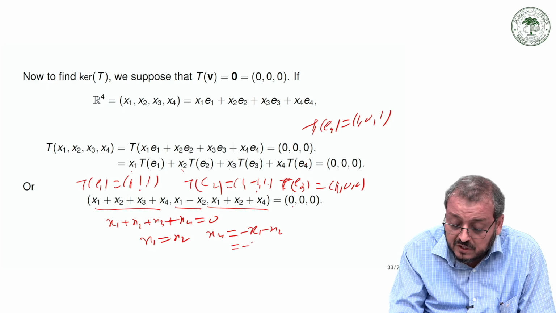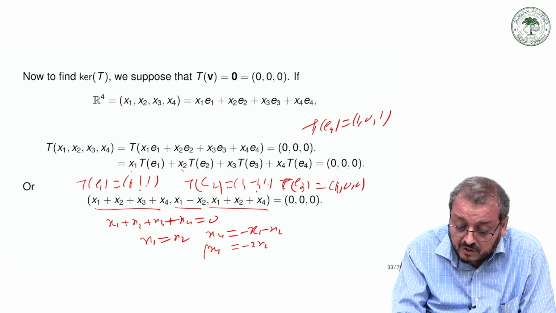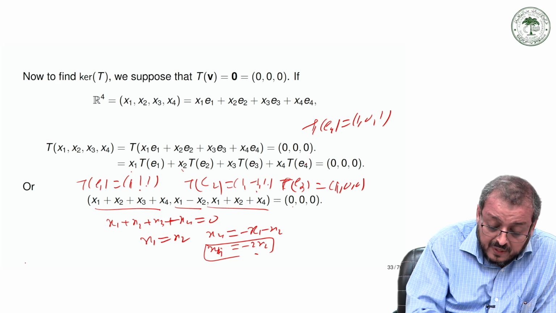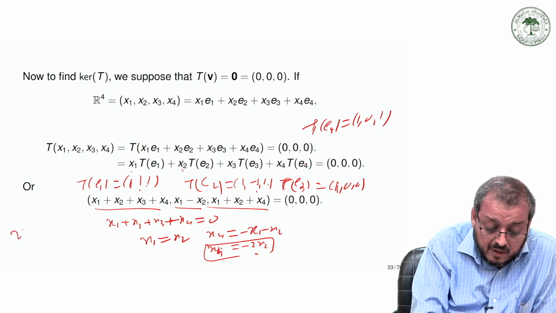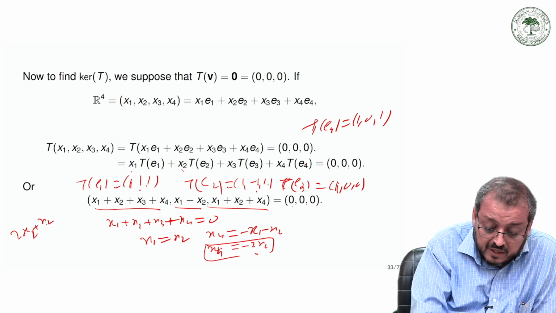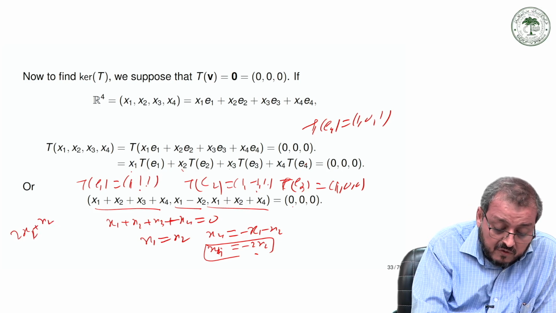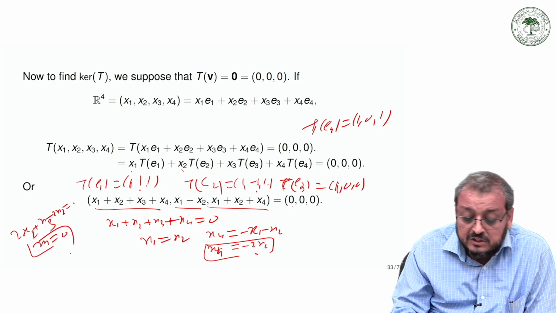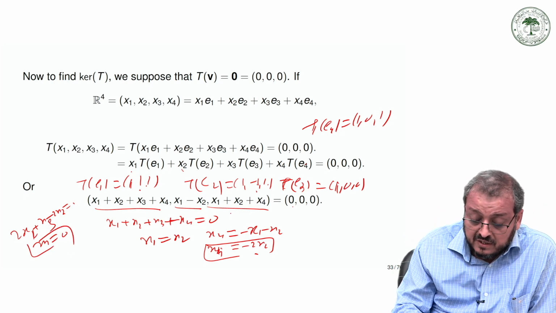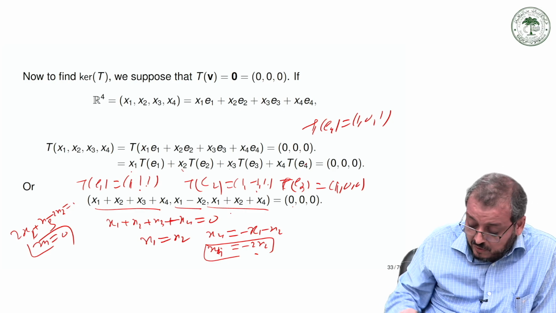So we have minus twice x2. So x4 is equal to minus twice x2. Now we substitute here: twice x1, twice x2 plus x3. We can just say this is x3, now minus twice x2 is equal to 0. That way x3 is equal to 0. So this means the kernel consists of elements of this type.